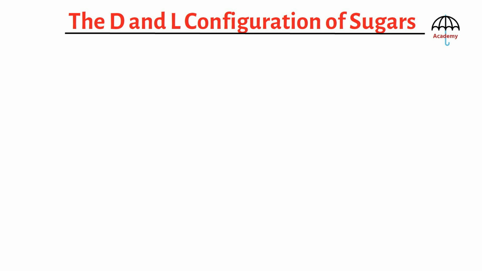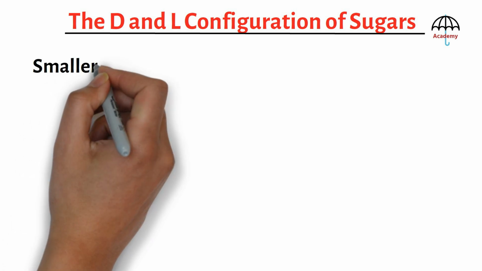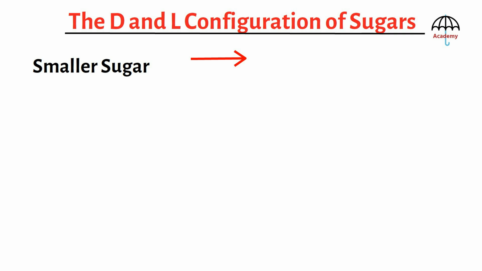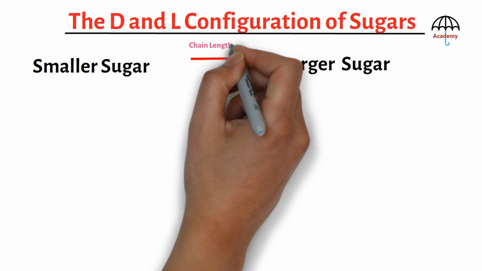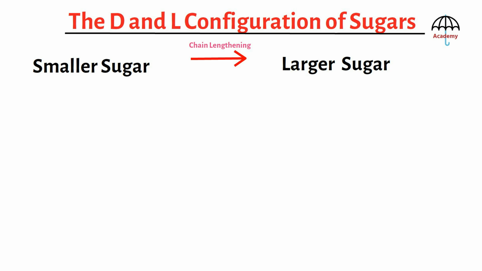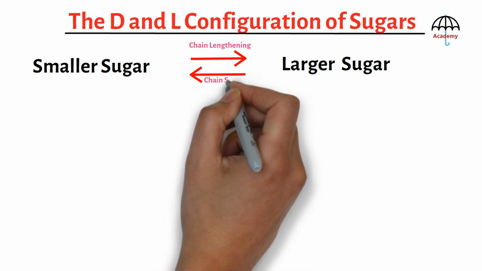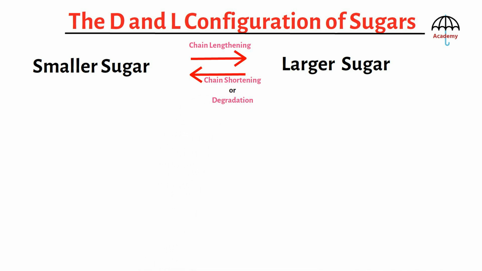was developed by chemists. Around 1880 to 1900, carbohydrate chemists made great advances in determining the structures of natural and synthetic sugars. They found ways to convert smaller sugars into larger sugars. This was achieved via a process called chain lengthening. Similarly, the larger sugars could be converted into smaller sugars via a process called chain shortening or degradation.